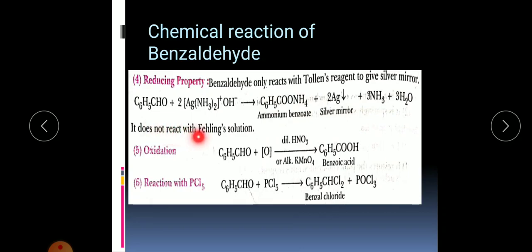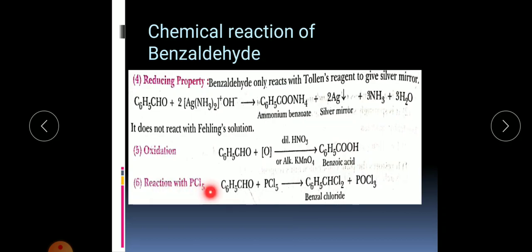Whereas it does not react with Fehling's solution. So benzaldehyde reacts with only Tollens reagent to give you a silver mirror, whereas it does not react with Fehling's solution. Next, what will happen when you oxidize benzaldehyde? Since it is an aldehyde, and we know that on oxidation of aldehyde with dilute nitric acid or alkaline KMnO4, it will give you benzoic acid. An acid is formed. That means the aldehyde group will be oxidized to acid group.